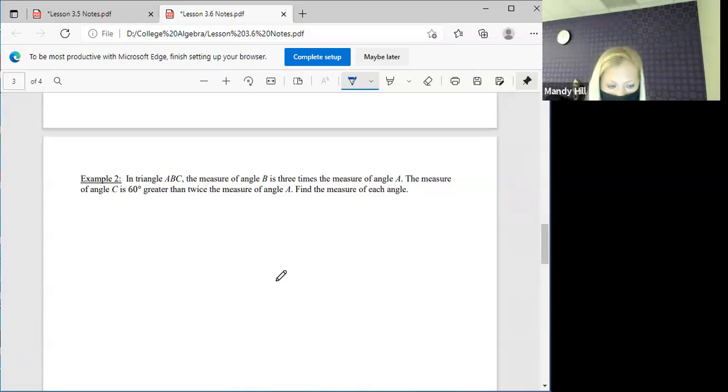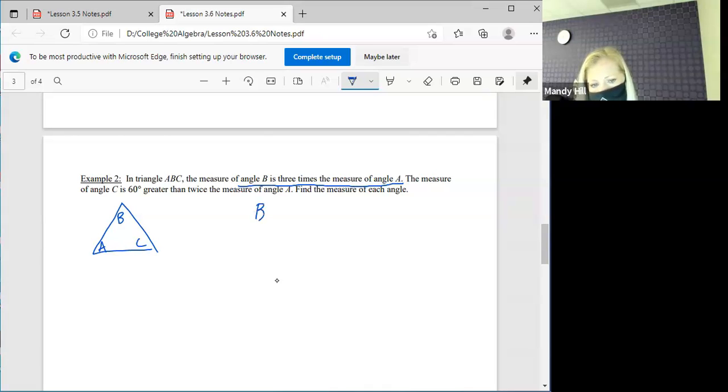So this problem says we've got a triangle, and the angles are A, B, and C. It says the measure of angle B is 3 times the measure of angle C. I mean, angle A, sorry. So I think I can already write a sentence about that one, or the measure of angle B. So B is equal to 3 times the measure of angle A. I think I can already say that. That could be one of my equations.